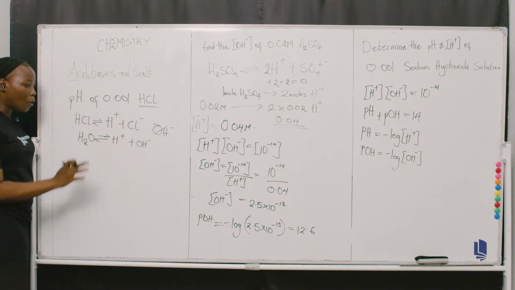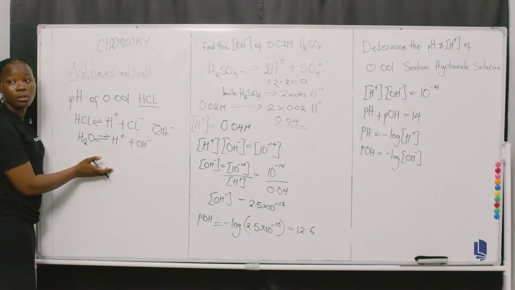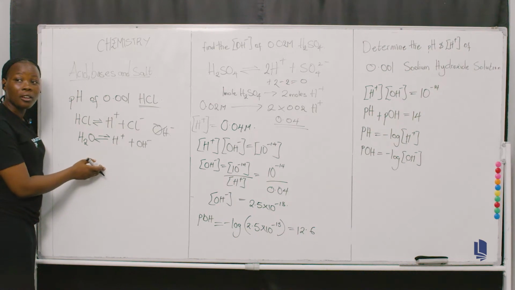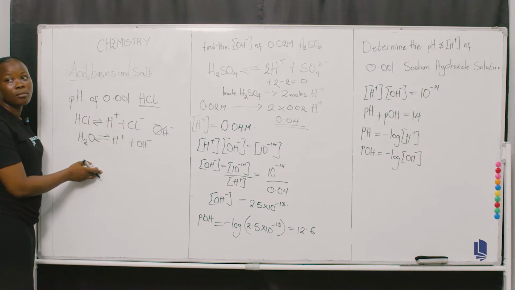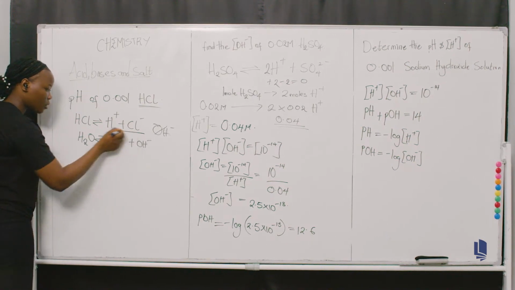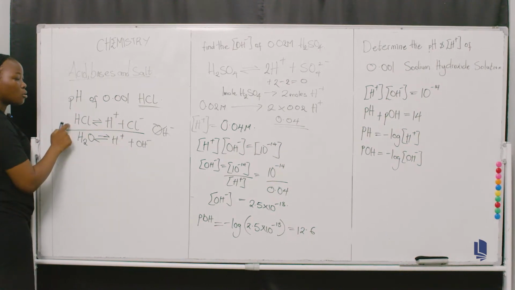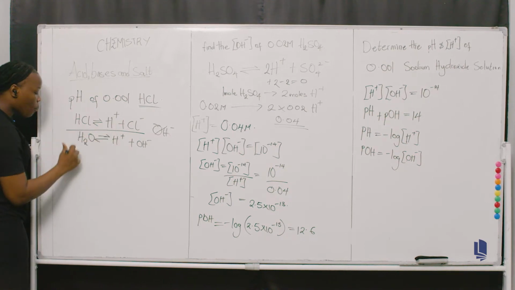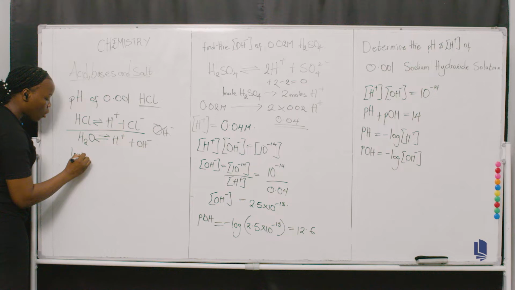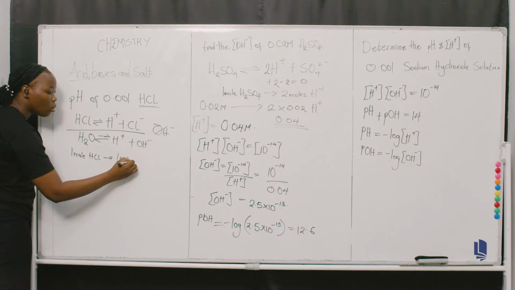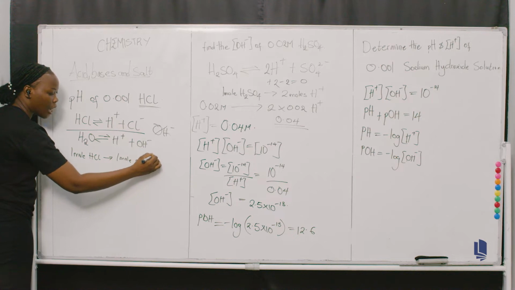We are good. Are we good to this junction? I need to explore. Are we good here? We are good. All right. So from here, let's come back to this one. So from here, we know that this is 1:1. 1 mole of HCl will give 1 mole of hydrogen ion.